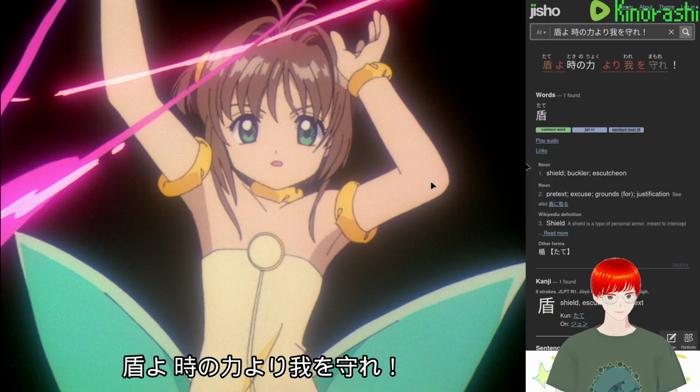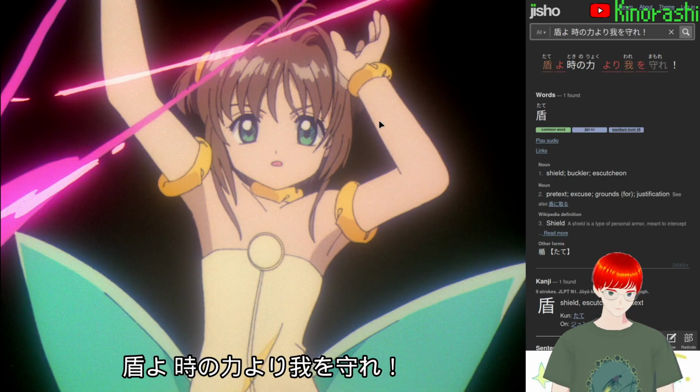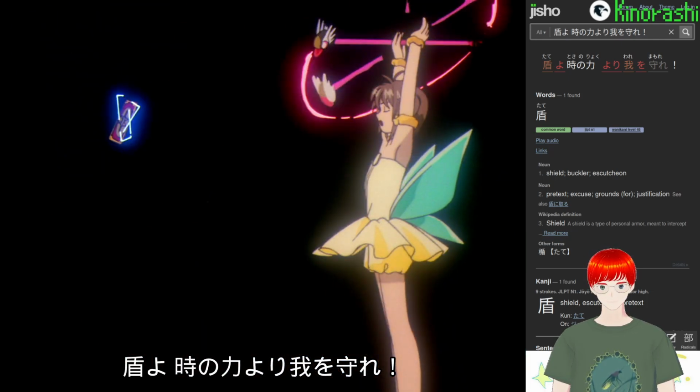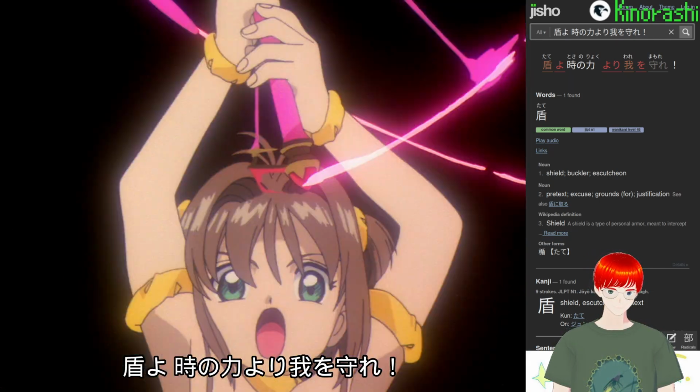Okay. In classical and poetic Japanese, Yori can indicate the source of a threat or action, for example, flee from danger. So here, Toki no Chikara Yori identifies the power of time as the source of the threat. Okay. So, Tate yo, Toki no Chikara Yori, ware wo mamore, or shield, protect me from the power of time.